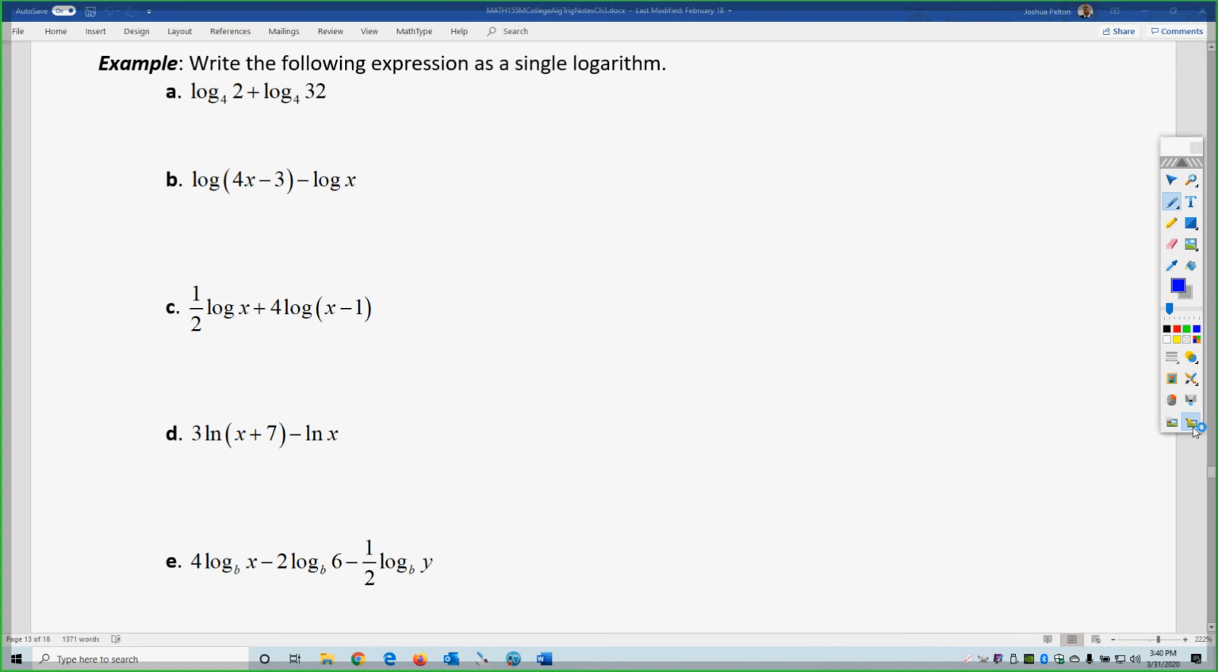Okay, now we want to put them together. So it's the plus of the two logs of the same base. Therefore, that can be a product. So that's log base 4 of 2 times 32, which is log base 4 of 64. But 64 is a power of 4. That's 4 to the third power, which will cancel, leaving you with a 3. Always check to see if you can match the base with the number that's there, if it's not algebraic.